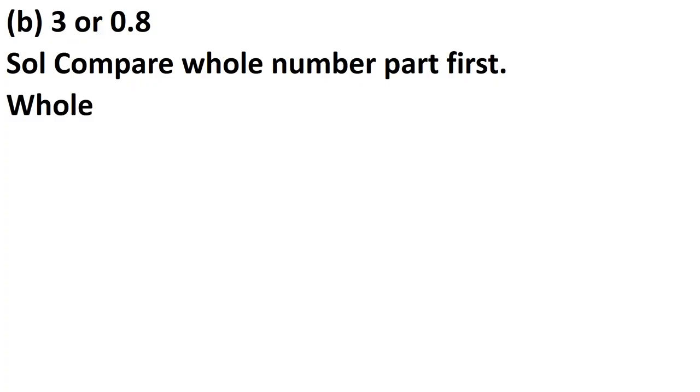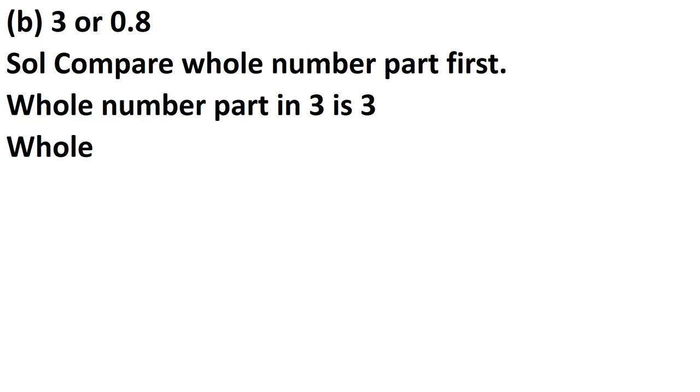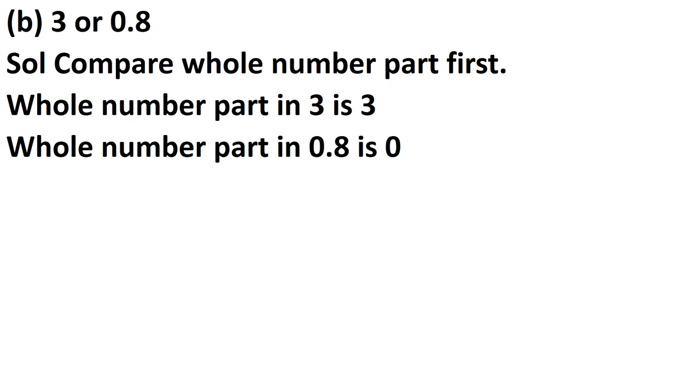See one more example. It is 3 or 0.8. Compare the whole number part first. The whole number part in 3 is 3 only. This is the whole number, right? And the whole number part in 0.8 is? It is 0. So which is greater? Definitely 3 is greater. As 3 is greater than 0, 3 is greater than 0.8.